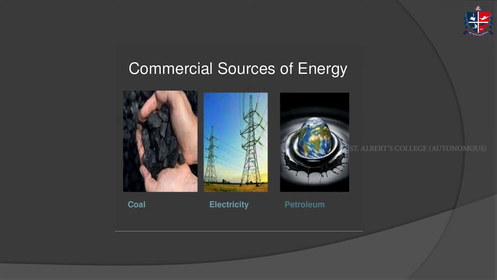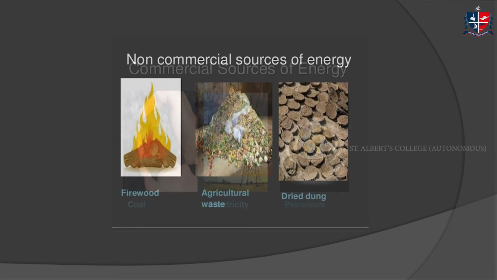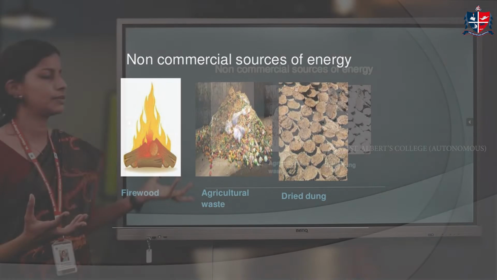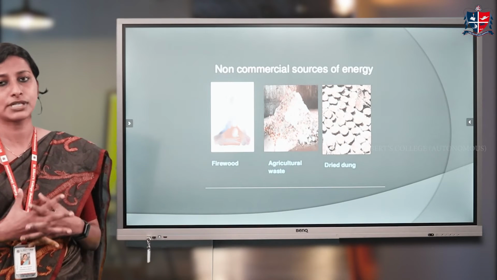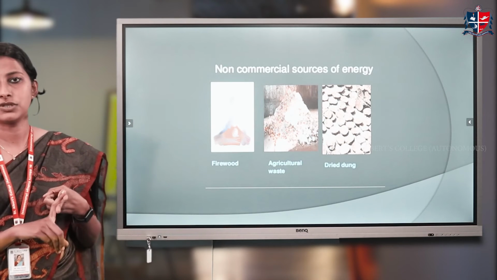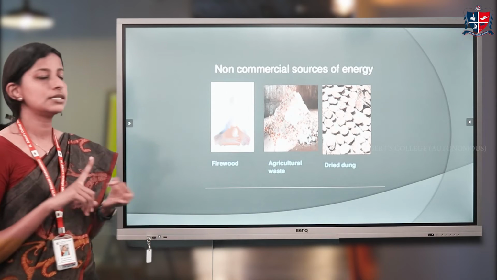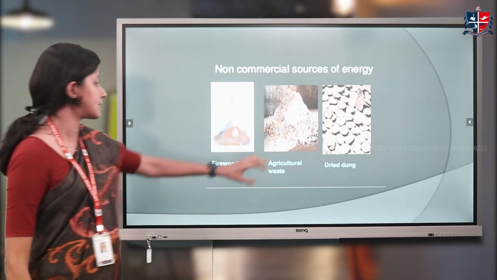Okay, just showing them with some figures to make it clear. Coal, electricity, petroleum, we know that these are the commercial sources of energy. Non-commercial are the firewood, agricultural waste, dry dung. These are all organic sources which are available in plenty and we do not purchase them at a fixed rate. So this is the second type of classification. We first dealt with the primary and secondary energy classification. Second is the commercial and non-commercial energy classification.